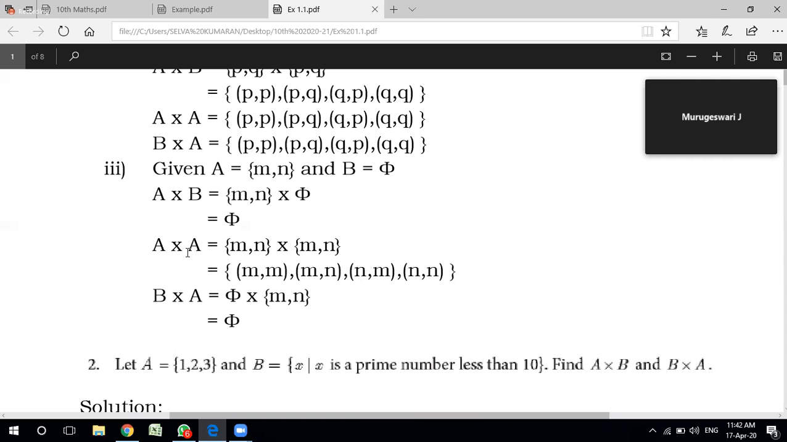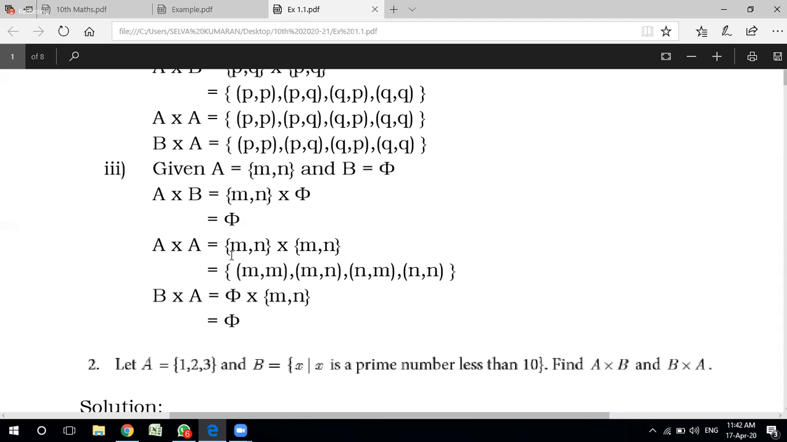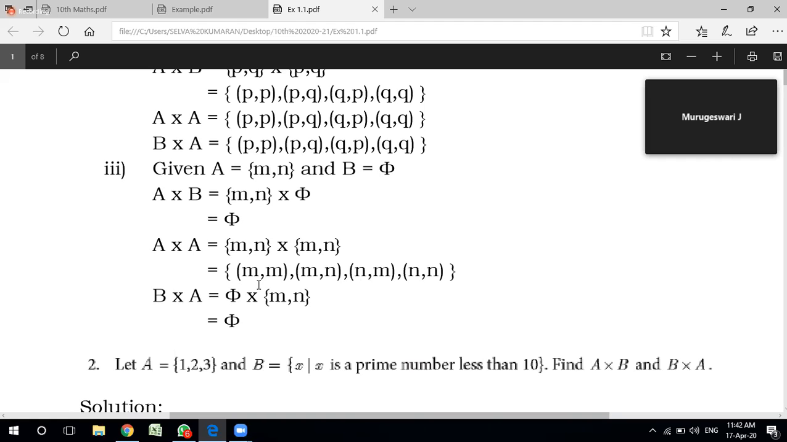And A cross A, will you find A cross A? So {M, N}, same number of elements. So with the same elements, you can write all possible ordered pairs. That's all. Have you understood these A cross B?